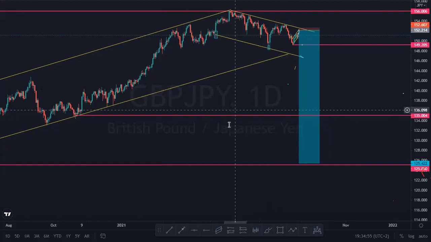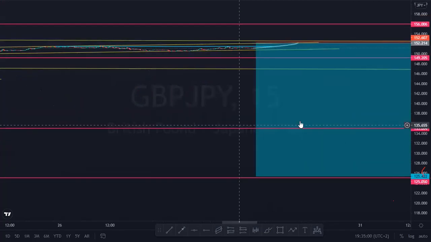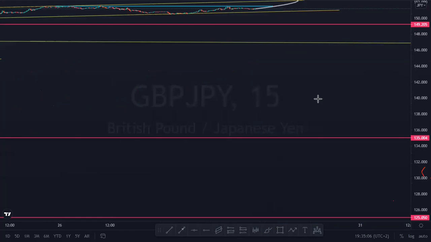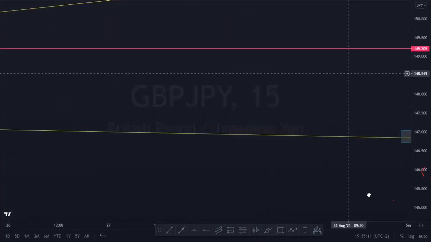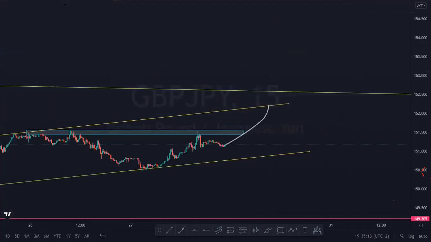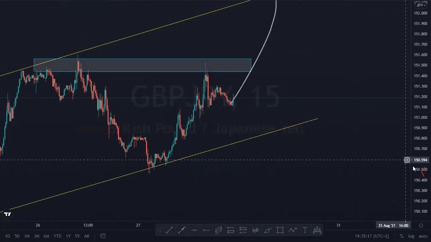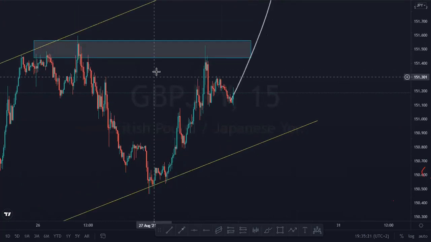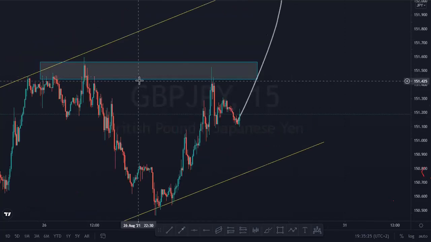On the 15-minute time frame, I didn't go much on it because there's too much noise there. There is noise there, but I prefer to go back to 1 hour to monitor my trade. Now you can see this nicely on the 15-minute time frame.